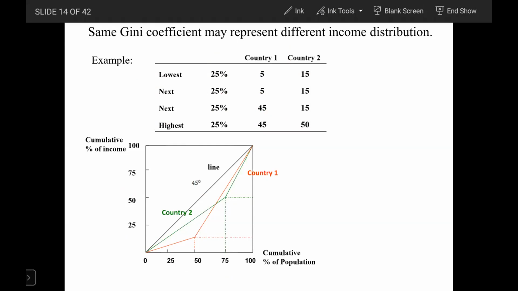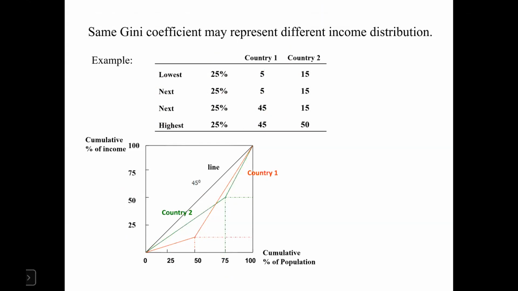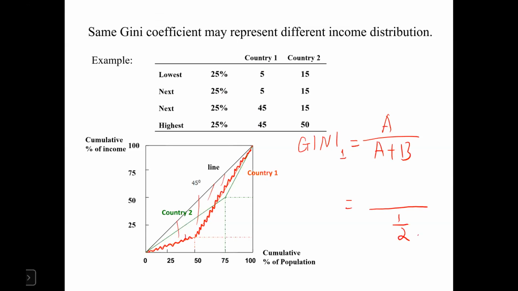Start with country 1. Okay, so country 1, let me highlight, it's given by this line. What we need to do is find out the region in here, divided by the big triangle, right? So Gini coefficient, let's call it Gini 1, equal to what? A divided by A plus B. But for B, it's straightforward, right? So this big triangle equal to what? Equal to 1/2. Now we need to find out A.